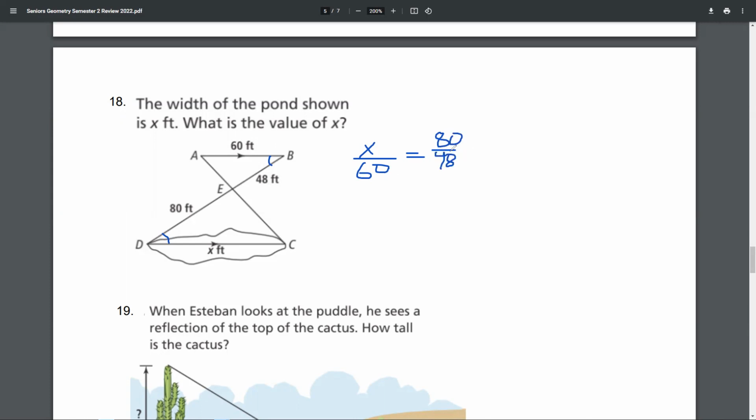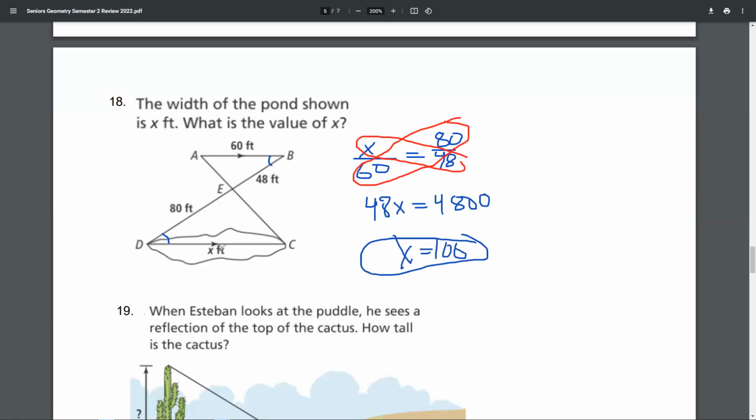Cross multiply, so we're going to cross multiply here and solve. So that's going to be 48x equals 480. I'm sorry, 4,800, right? Should be another 0 there. Right, and then divide by 48, and you get 100. So 4,800. So x equals 100 feet. Actually, x equals 100 because it has feet after.